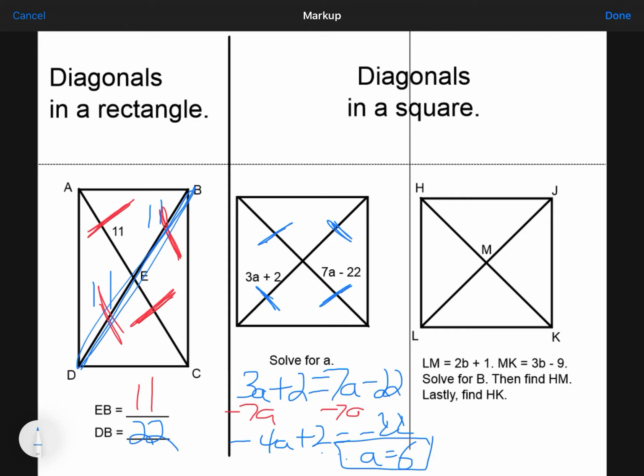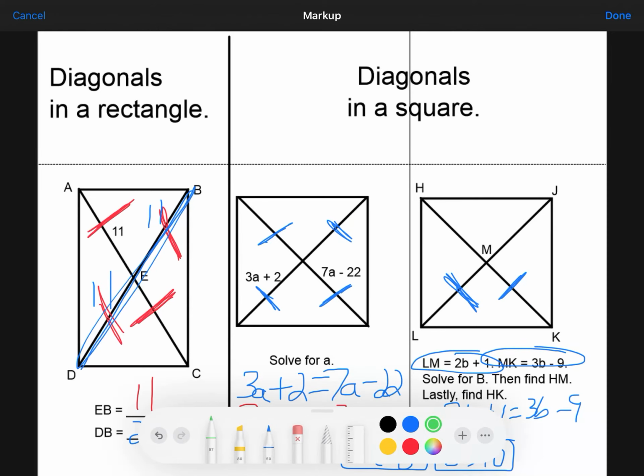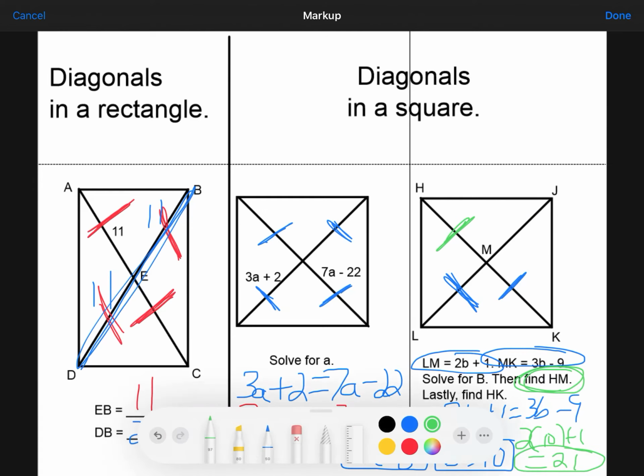Lastly, what if it gives you the exact same thing here? LM is 2b plus 1, MK is 3b minus 9. It's the same thing. 2b plus 1 equals 3b minus 9. When you solve this out, you get b equals positive 10. The only thing extra here is if it asks you to find things like HM, how big is that part right there? Well, the answer is it's the same as everything else. So plug your answer of 10 back in, and we get 21. Easy enough.